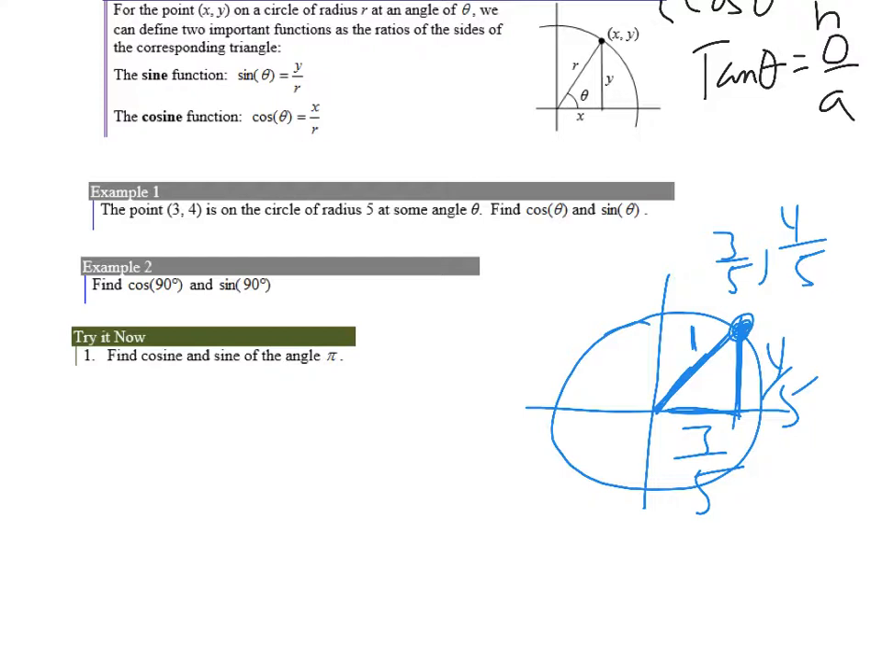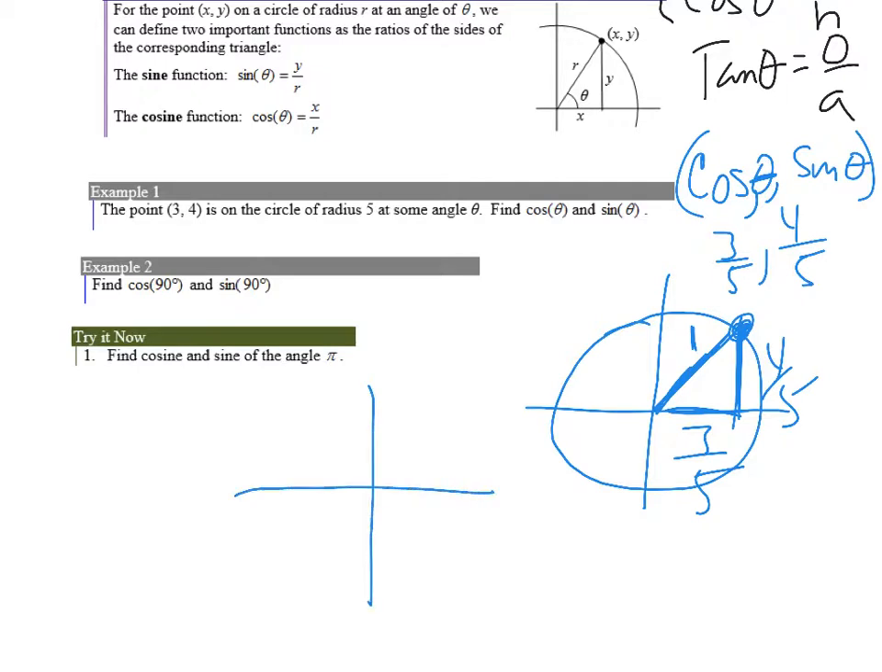So where we can go with this is if you're on the unit circle, it just so happens that if you can find the point that's on the circle, the cosine of that angle is the x-coordinate, and the sine of that angle is the y-coordinate. So why is that important? Well, in example 2 here, they're asking me to find the cosine and sine of 90 degrees. Well, that's a quadrantal angle. I can't draw the reference triangle. I can't do much with that.